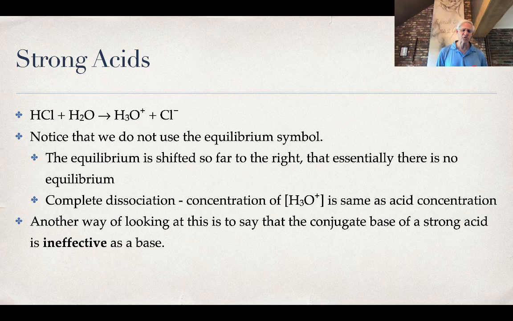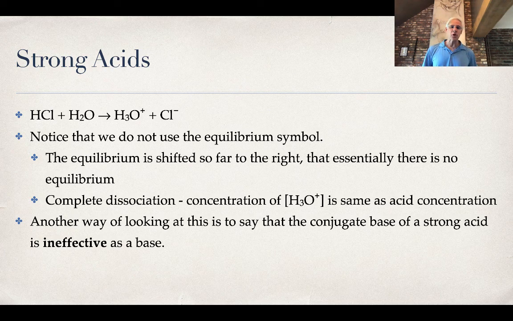Another way of looking at this in terms of our conjugates is to say that the conjugate base of a strong acid is ineffective as a base. The reason that the acids and bases that we looked at previously set up in equilibrium is because we have an acid moving in the forward direction reacting with water, but it creates a conjugate acid and a conjugate base that have acid and base properties. And of course, acids and bases like to react. And so the conjugate acid and the conjugate base react as an acid and base and go back to the reactants. And so it sets up that equilibrium.